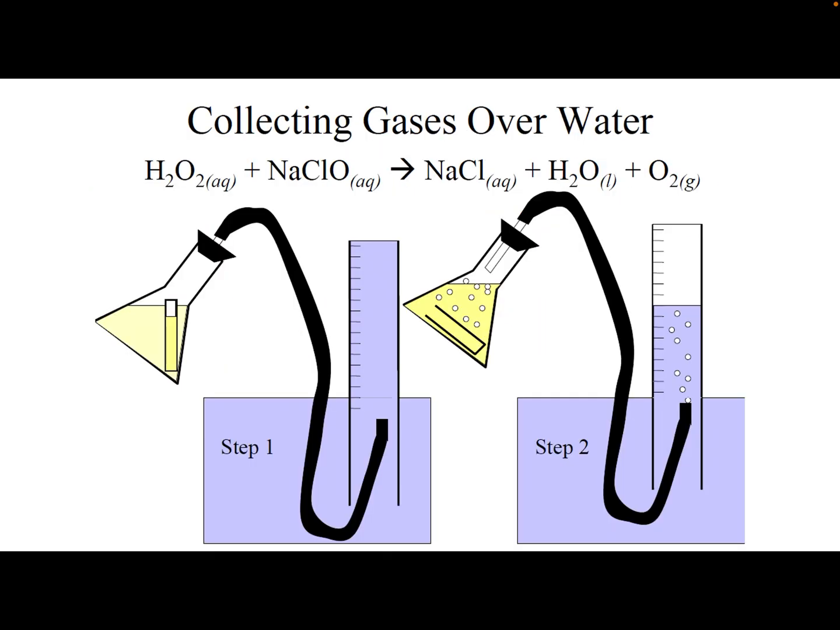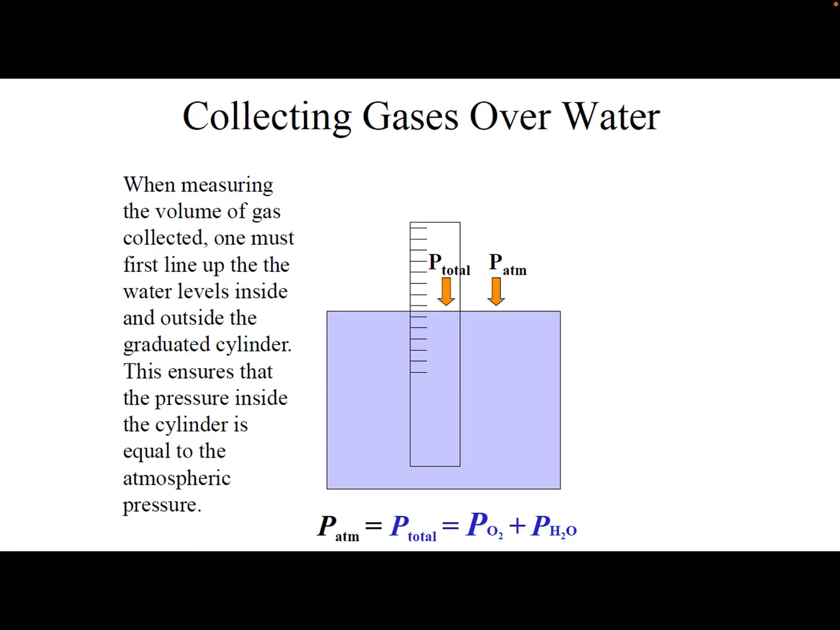If we were all present, we could do the molar mass of butane, but we actually did this lab when we did the gas laws in honors chemistry. So collecting a gas over water, if you guys remember, you had a butane lighter and you bubbled it into a graduated cylinder filled with water. So when measuring the volume of the gas collected, you have to line up the water levels inside and outside the graduated cylinder. You guys had to do that, and that showed you that the pressure inside the cylinder was equal to the atmospheric pressure.